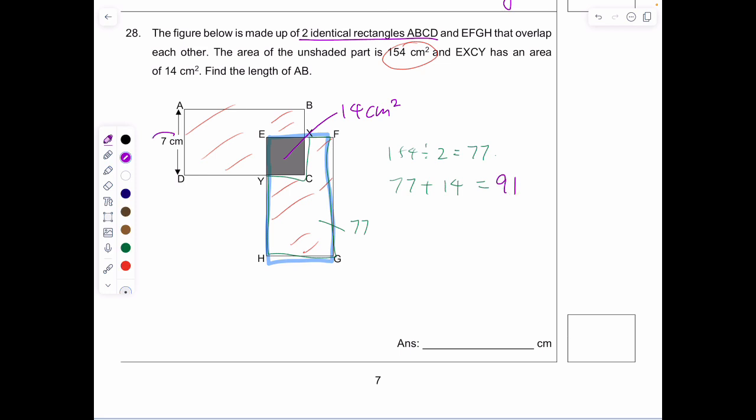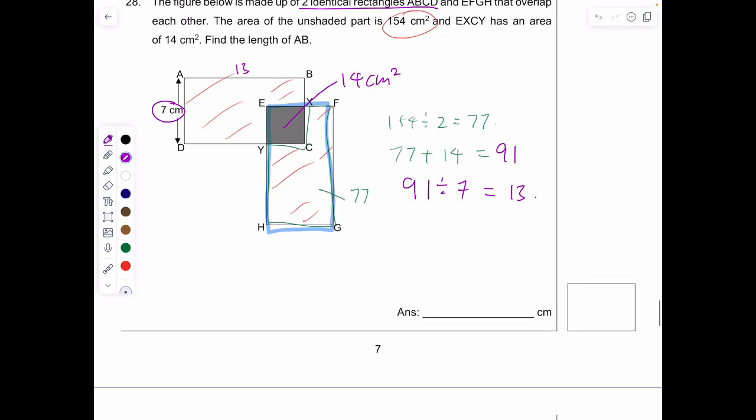So granted that this side is 7, all I need to do is take 91 divided by 7, and my answer is 13. Okay, so this has to be 13. Answer 13.